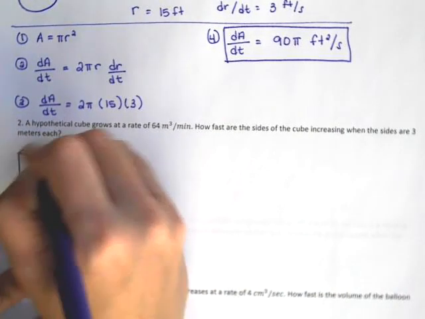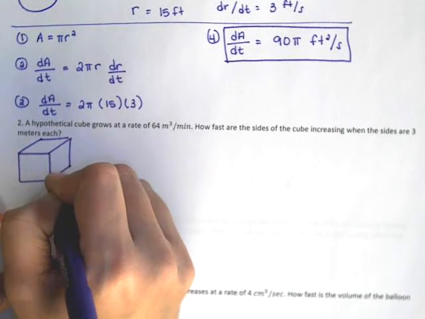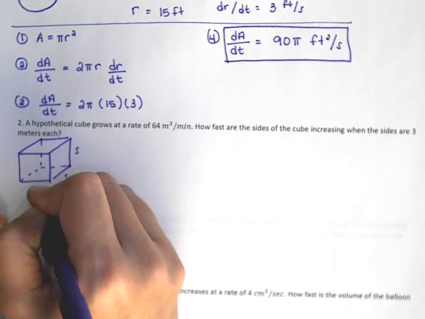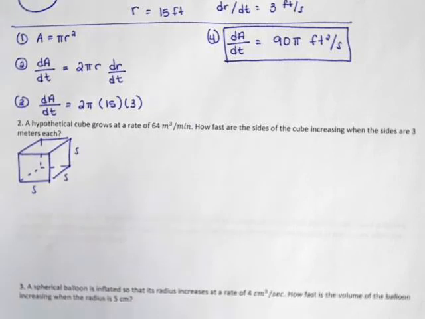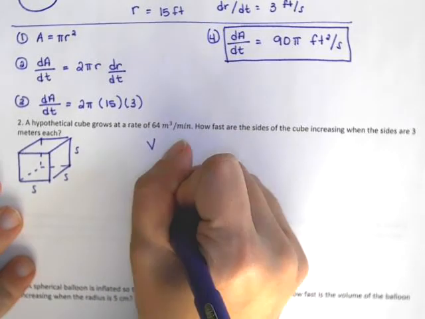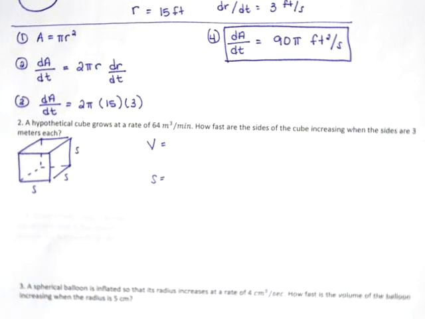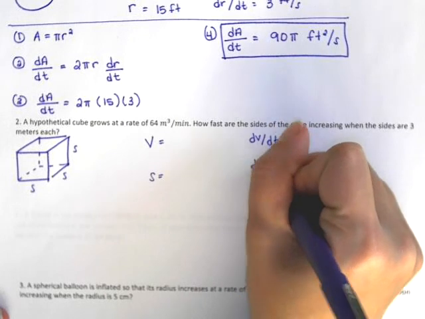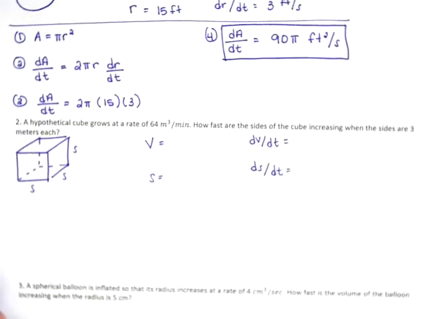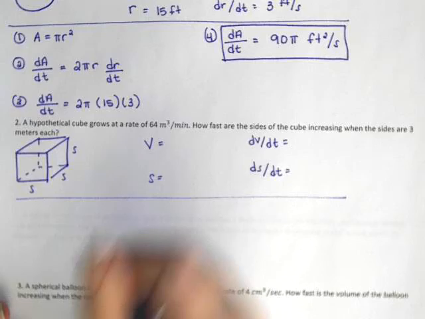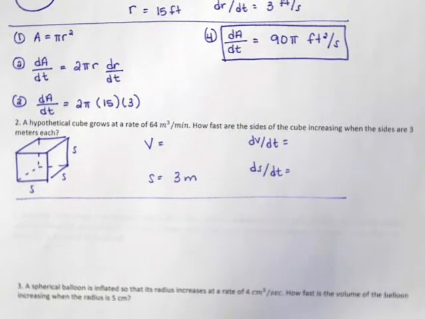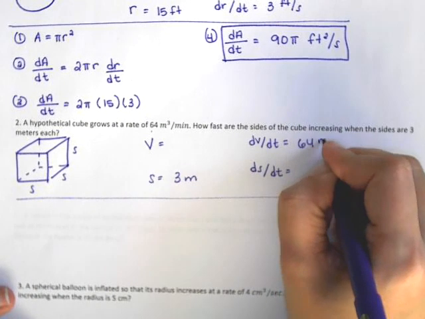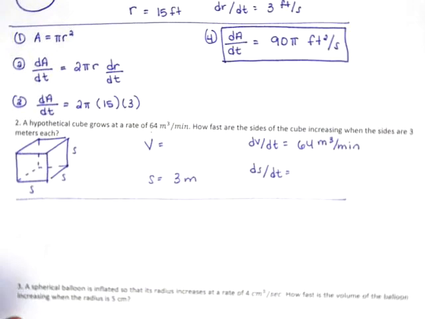The key thing about a cube is that all of the sides of a cube are the same size. So s, s, s, which means the volume of the cube is only related to s. There's no length times width times height because it's all the same thing. So dV/dt, ds/dt. It says here the sides are 3 meters each, and it's growing at a rate of 64 meters cubed per minute. That means that we know the change in the volume.